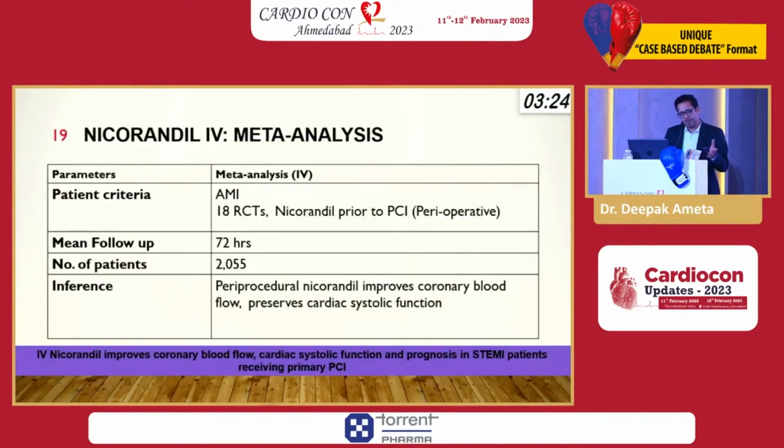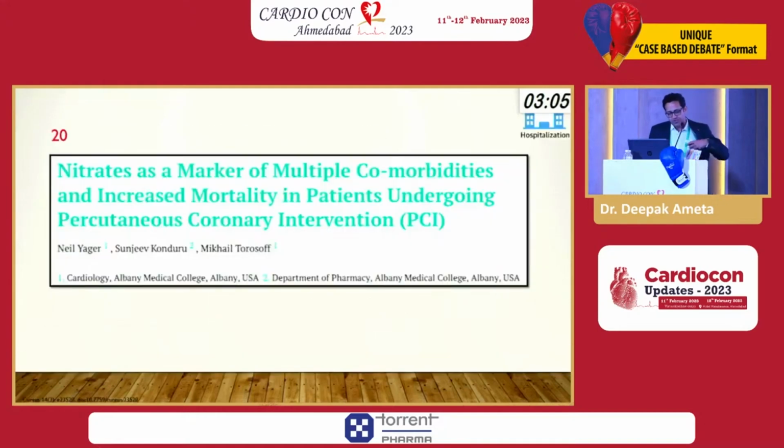And what every cardiologist uses in his cath lab, whenever there is slow flow or no reflow, is IV 2 milligram, and then if needed 2 milligram again, and definitely it always improves the flow of the epicardial vessels. So again, it has shown that IV nicorandil improves coronary blood flow, cardiac systolic function, and prognosis in STEMI patients. So this is all we have seen about nicorandil.